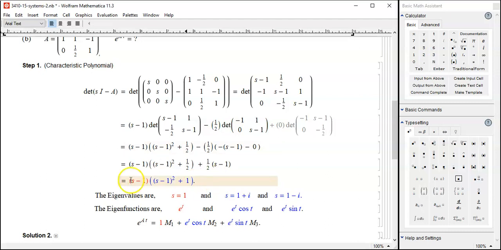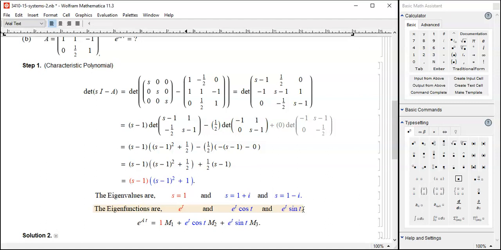So we have one eigenvalue that comes from the first factor, s minus 1, so s equals 1, so e to the t power. Now, from this quadratically reducible factor, you can get e to the t cosine of t and e to the t sine of t. You can easily see those from the Laplace table in page 123 of our textbook.